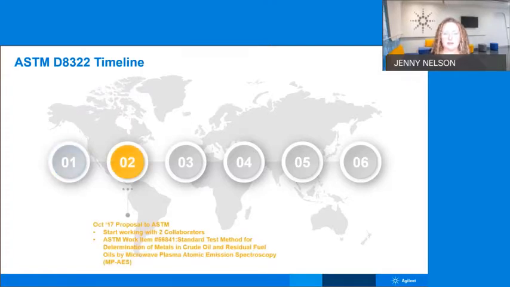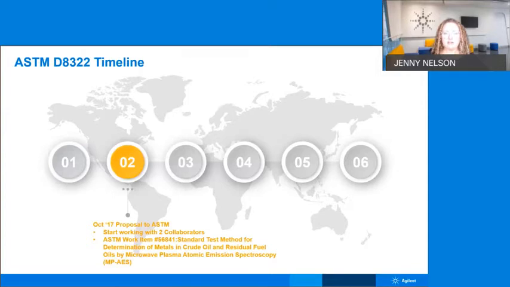The second step is that we had a proposal to ASTM in October of 2017. We started to work with two collaborators: Chevron, who we worked with before, and Enrol, who was another collaborator for our biofuel version of an MPAES method. So we had the work item, which was work item 56841, for the standard test method for determination of metals in crude oil and residual fuel oils.